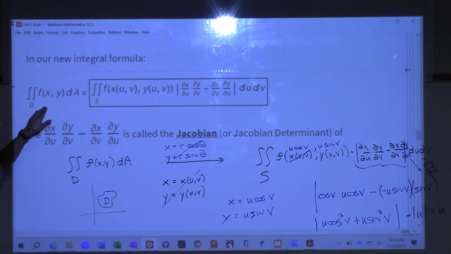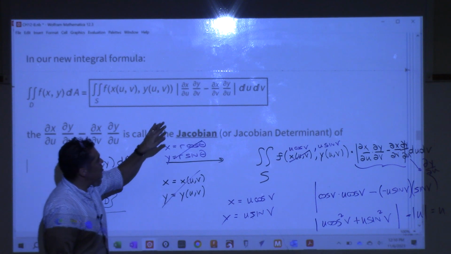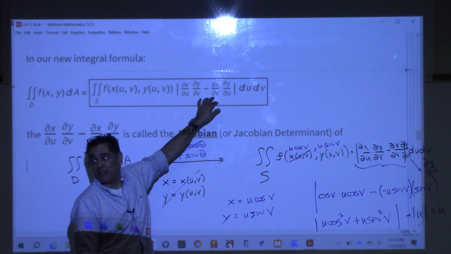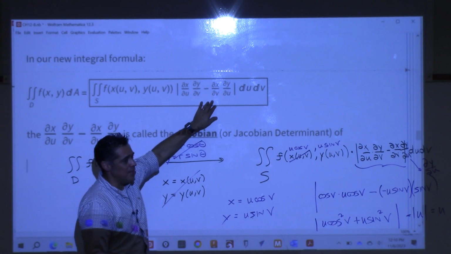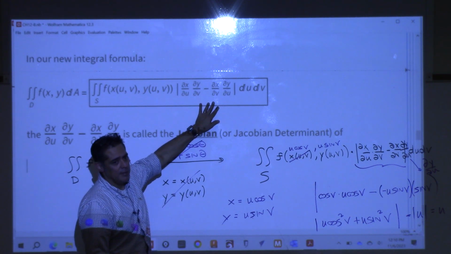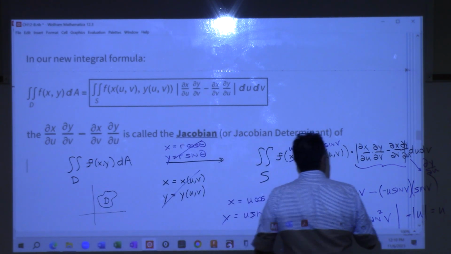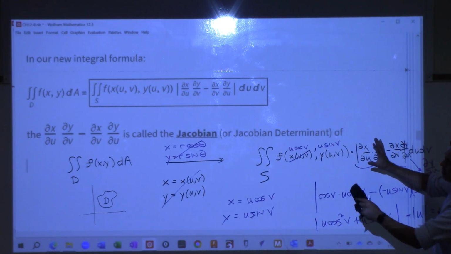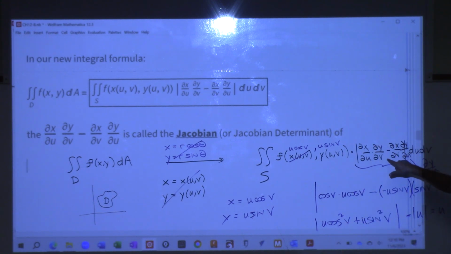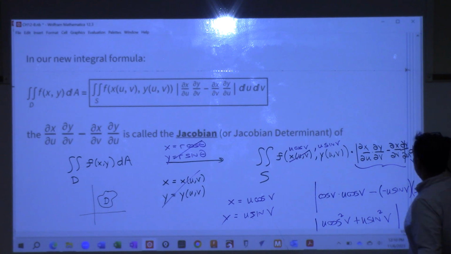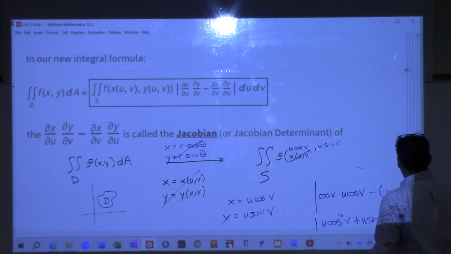So for me to be able to do triple integral, I need to show you what the Jacobian determinant turns out to be with a triple integral, because it's not this. It's more complicated. So right now, let's just stick with double integrals. Let me show you what this actually comes from, then we'll be able to go to triple. Okay, so I'm going to leave this on the board.